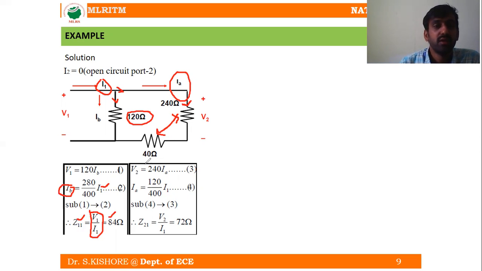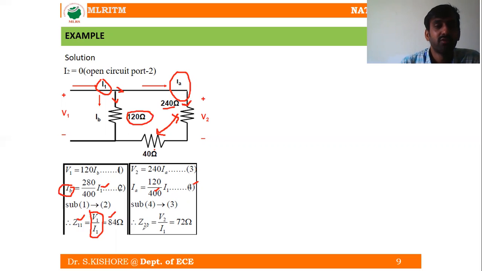So now here this IA is going to be equal to the opposite resistance, that is nothing but 120, divided by the sum of the resistances, that is 240 plus 40, 280, 280 plus 120, 400. So 120 divided by 400 into I1. So let us say this is the equation number 4. So now substituting this equation number 4 in equation number 3.